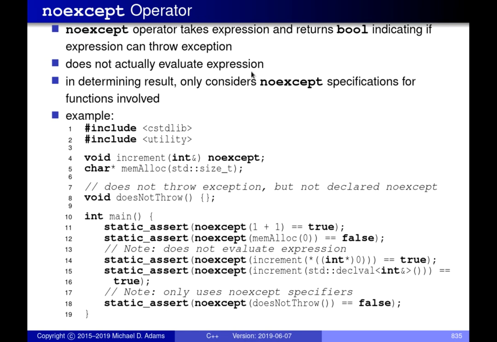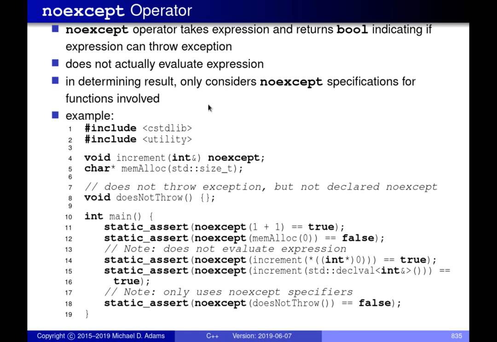It doesn't actually evaluate the expression. It just says, if I did evaluate it, what could I expect in terms of things throwing exceptions or not? I'll elaborate on this as we go through an example. When it's determining whether something can throw an exception, it's only using the noexcept properties that you specified with the noexcept specifier for functions. So even if something categorically never throws an exception, but it doesn't promise not to, as far as this operator is concerned, it will say it could throw. It looks at the actual declaration of the function, whether it has a noexcept in it or not.